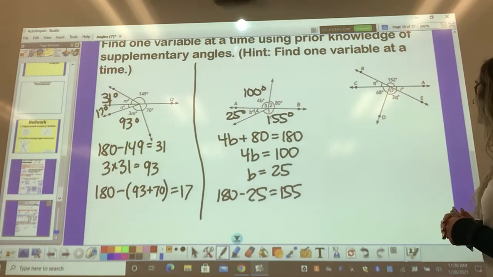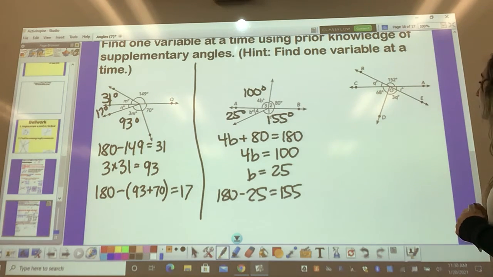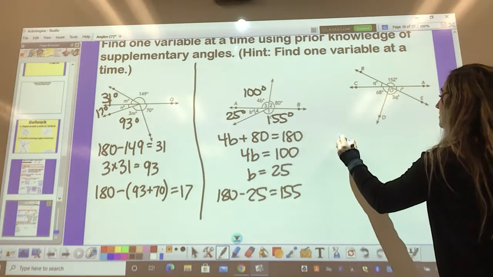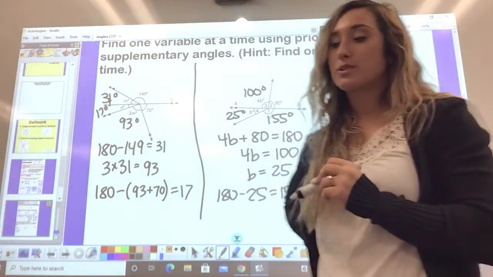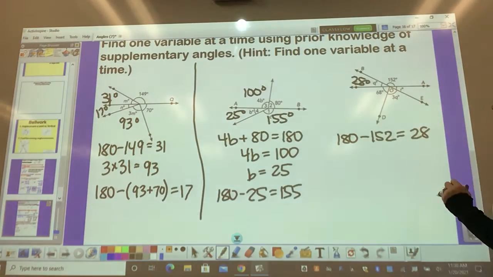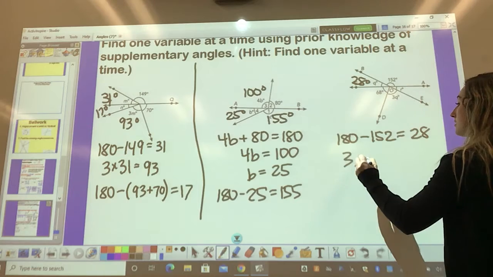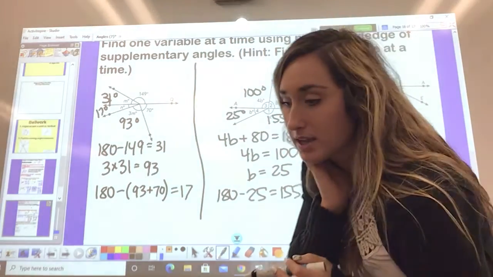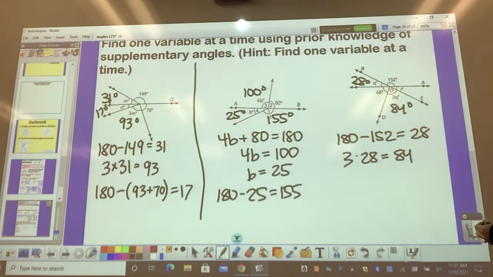All right, and then lastly, over here, I would probably start by finding angle Q. Angle Q and 152 are supplementary, so Q would be 180 minus 152, which is 28. So Q is 28 degrees. I could use that to find 3 times Q. So 3 times 28 would give me this angle, and 3 times 28 is 84. So that angle would be 84 degrees.